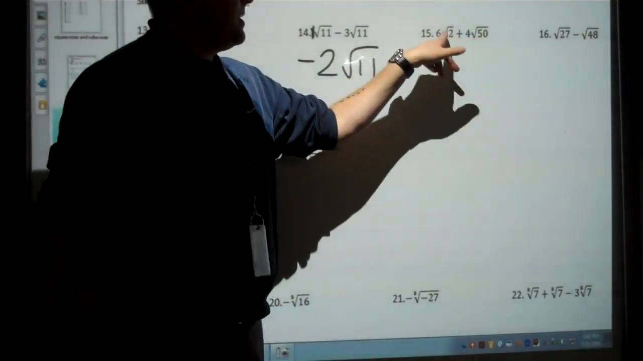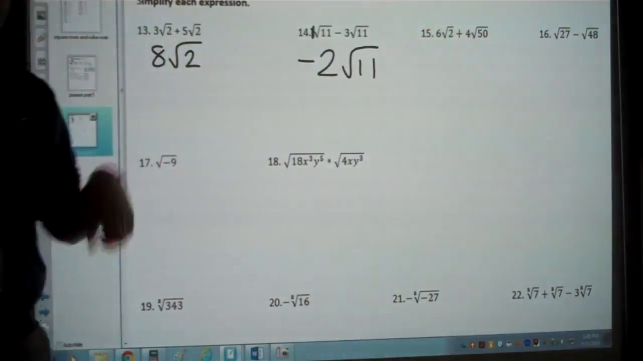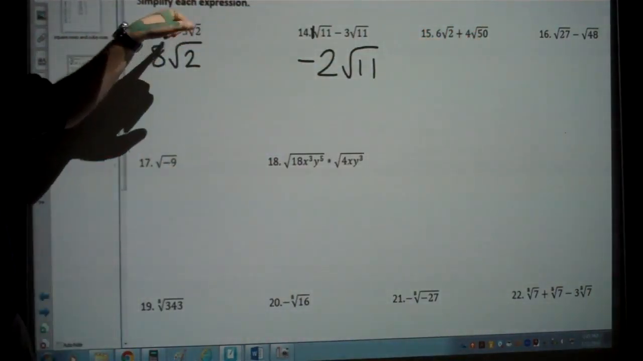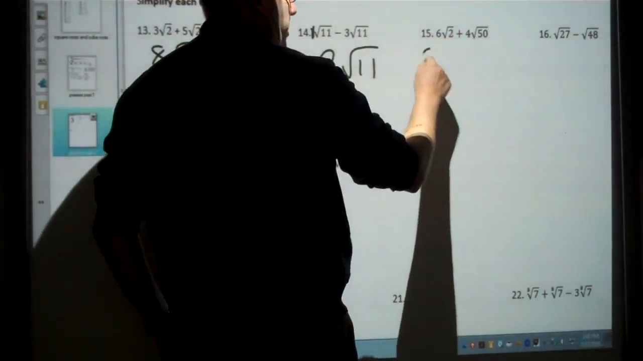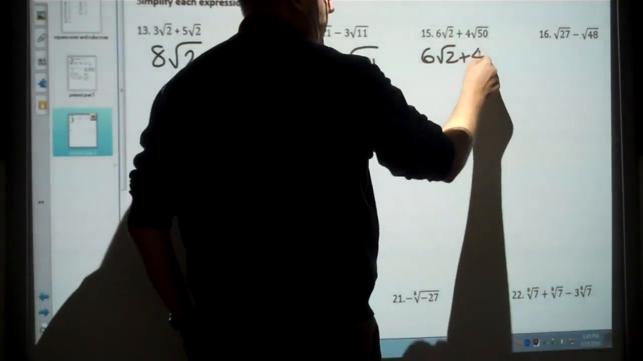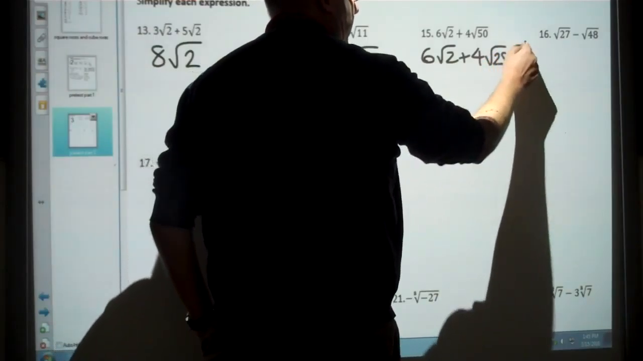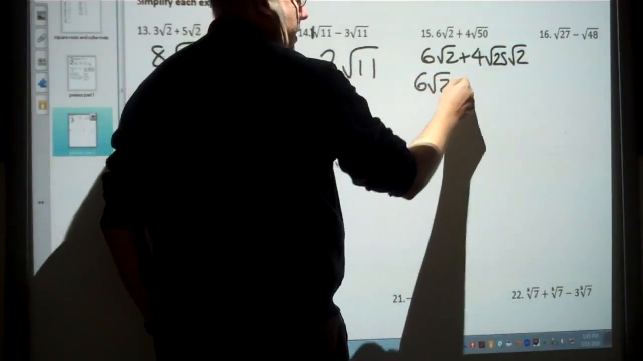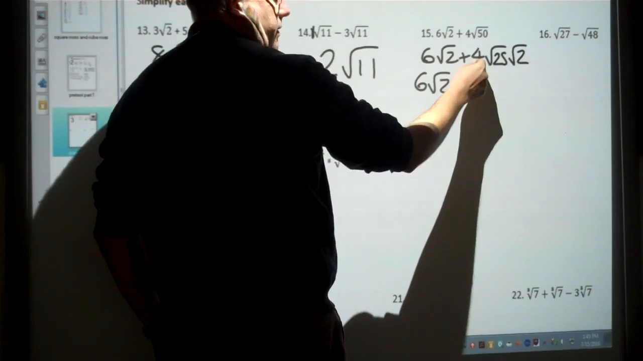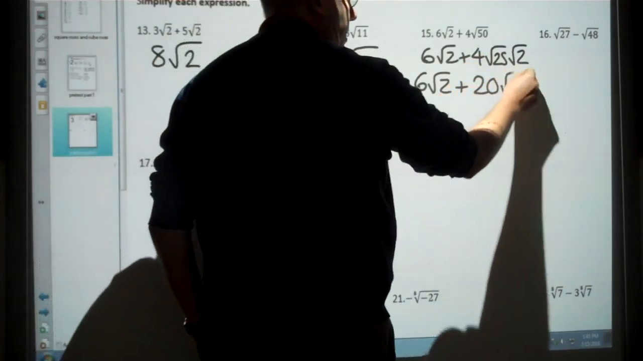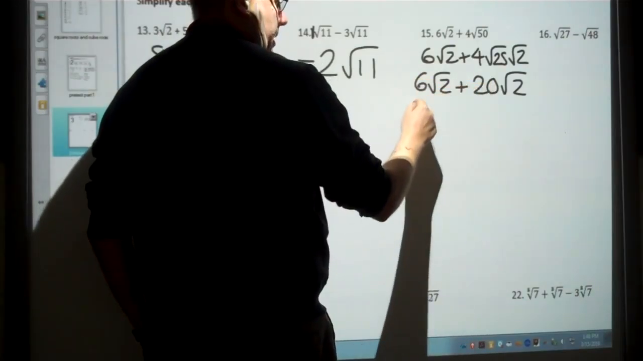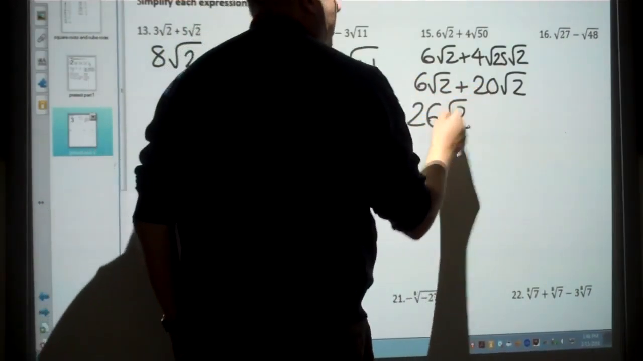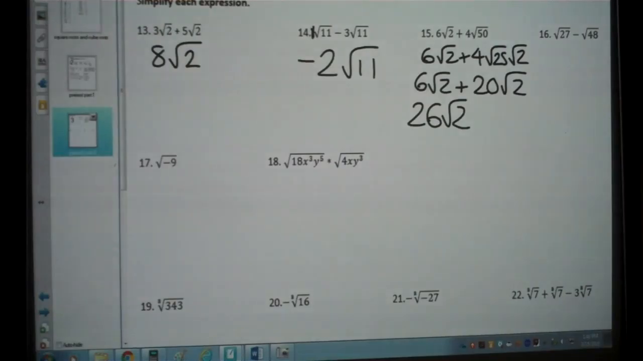Now, I can't just add these two together either. I can't just say this is 10 radical 52. I can only add them if they have the same thing inside the radical. So 50 though I notice splits up. 50 I can write as radical 25 radical 2. And the square root of 25 is 5, times by 4 is 20. And now they do have the same radical, so I can add them together. So 6 add 20 is 26. What was I working with? Radical 2's, so 26 radical 2.